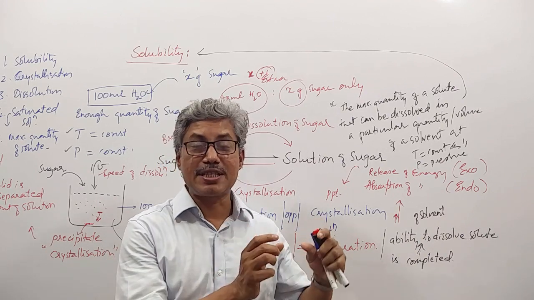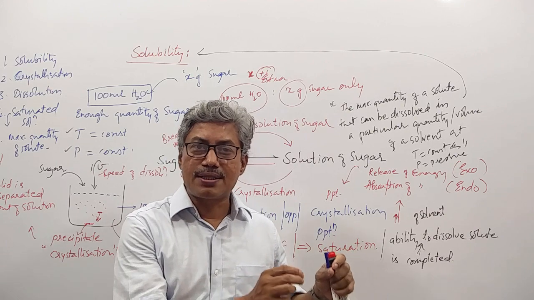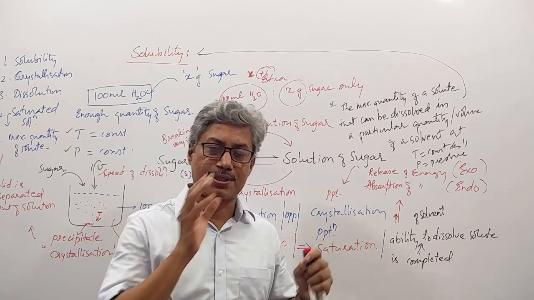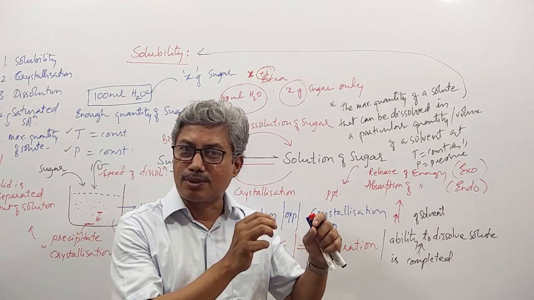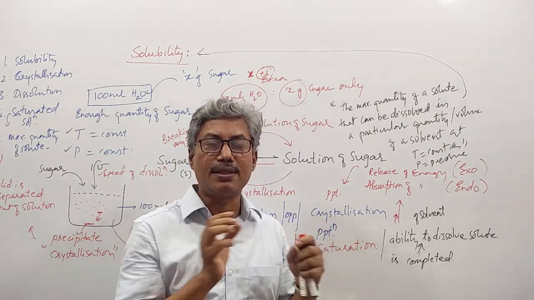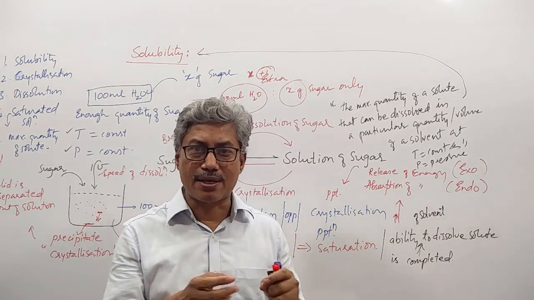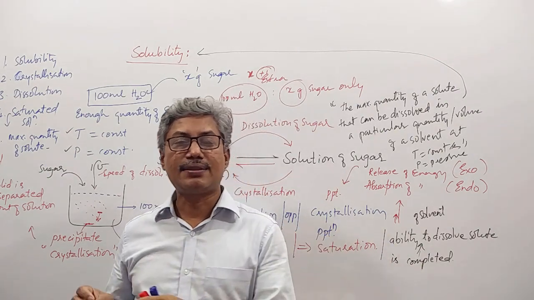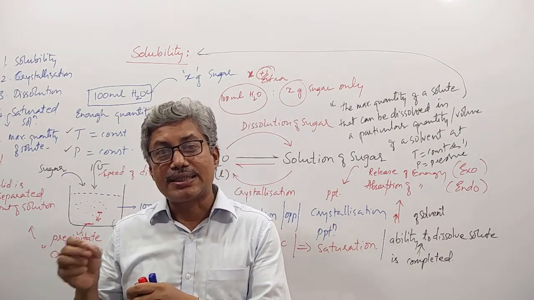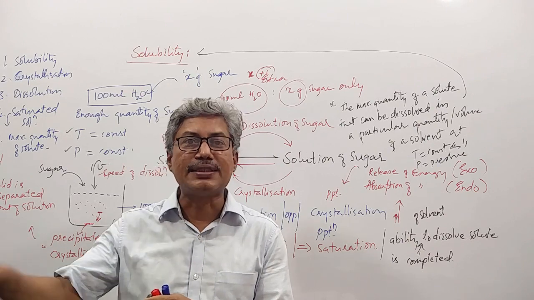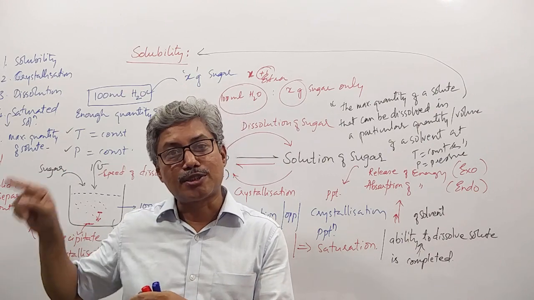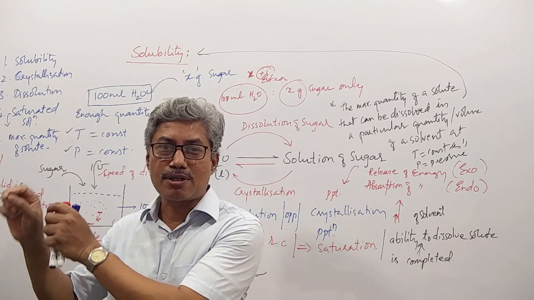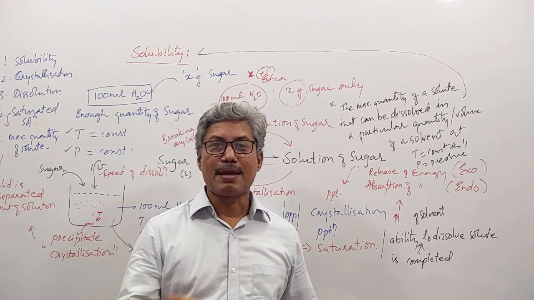Is it clear, students? That means polar solvents dissolve polar solutes, like sodium chloride dissolves in water. Sodium chloride is ionic, that is polar. Water is also polar. That means like dissolves like. Whereas carbon tetrachloride, CCl4, is non-polar, and benzene, which is also non-polar, can dissolve in it. It means like dissolves like. Is that clear, students?